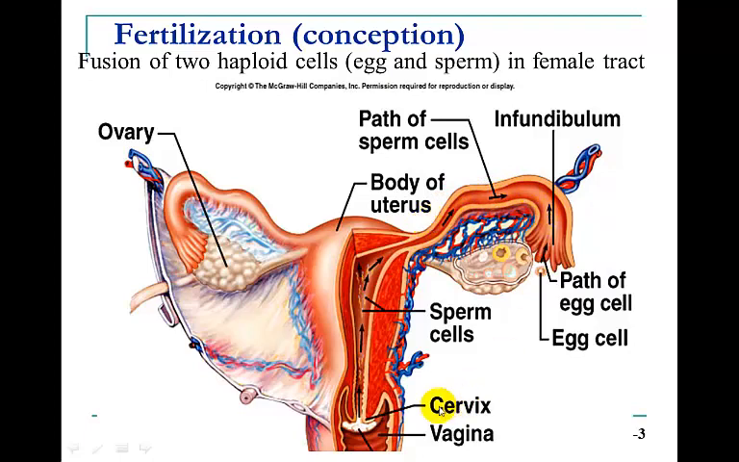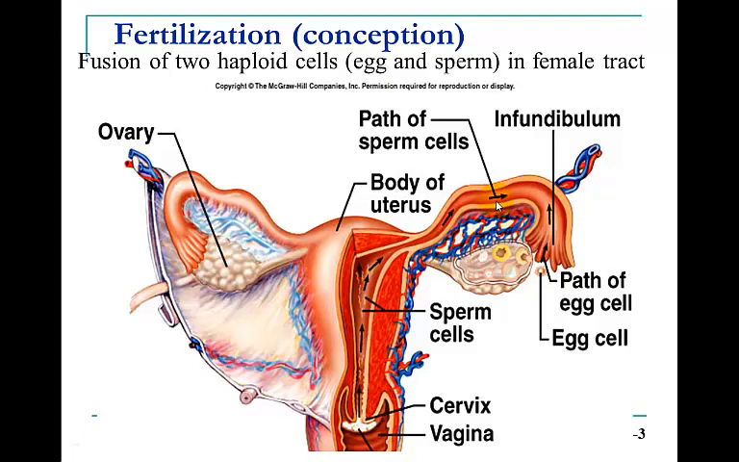At the same time, if sperm has been deposited and travels up the cervix through the uterus and into the ampulla region of the oviduct, the sperm and the egg, if they meet within the first 24 hours of ovulation, so the egg would have been ovulated typically between 12 and 24 hours for fertilization to happen. If they meet in the ampulla, fertilization or conception can occur.